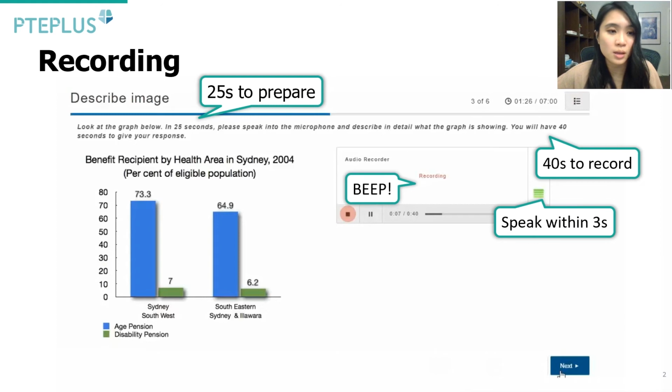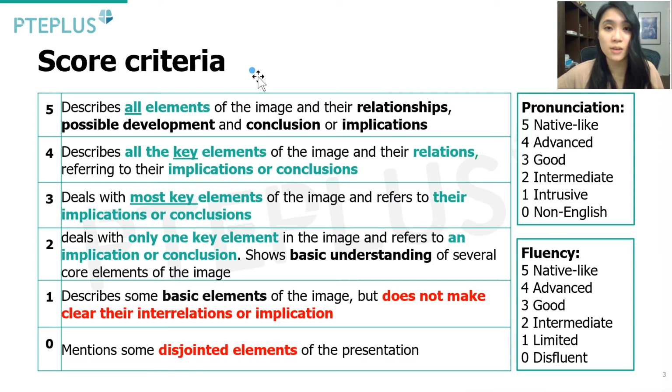Okay. Now, the scoring criteria for Describe Image is you've got 3 criteria. The first one is on content, the second is pronunciation, and the third is fluency. Okay, now previously we had videos that break down each of these to talk about their key requirements. And in this case over here, just a quick summary. For content itself, you can see 5 marks is when you're describing all elements. 4 marks is when you're describing the key elements of the image. 3 marks if you're describing most of the key elements.